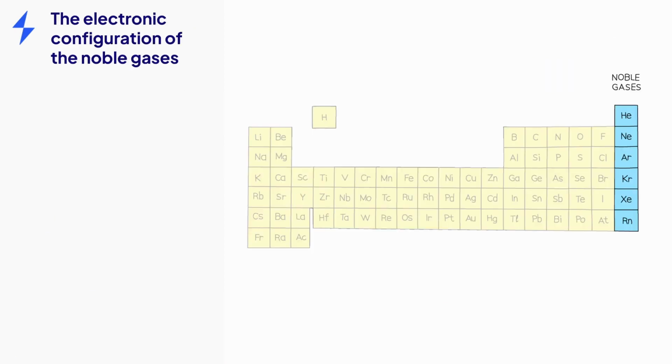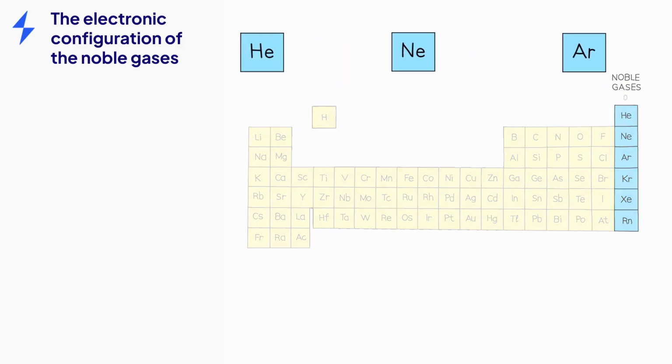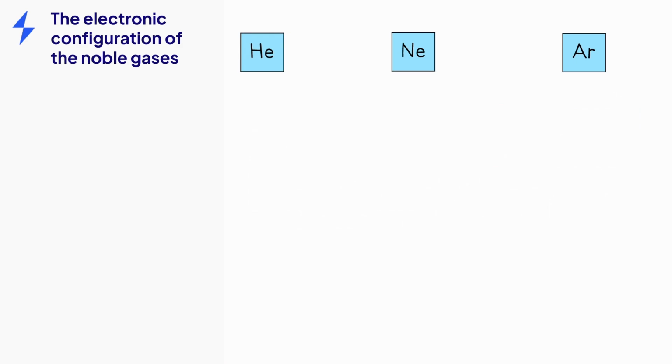You need to be able to explain why the noble gases are unreactive, and to do this we need to look at their electronic configurations. So let's focus on the first three noble gases. Helium has 2 electrons, which occupy the first electron shell. Remember that the first electron shell can only hold up to 2 electrons, so this first shell is complete.